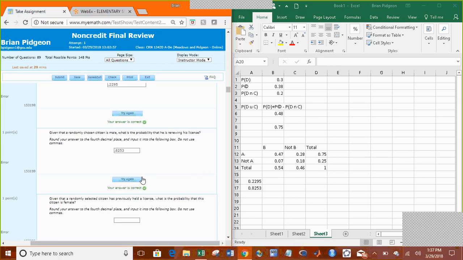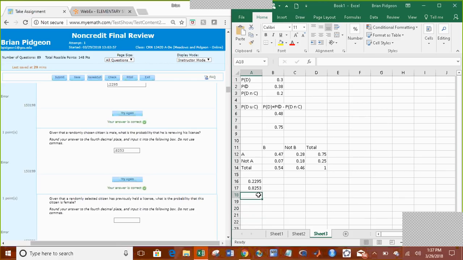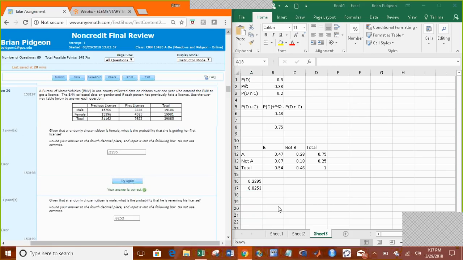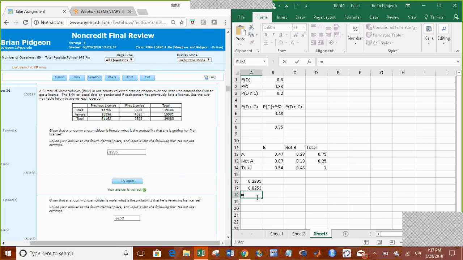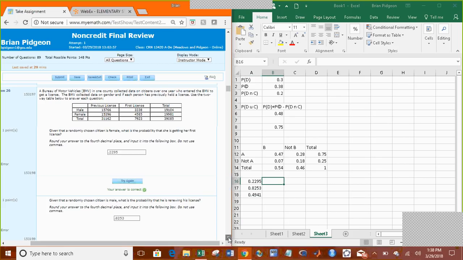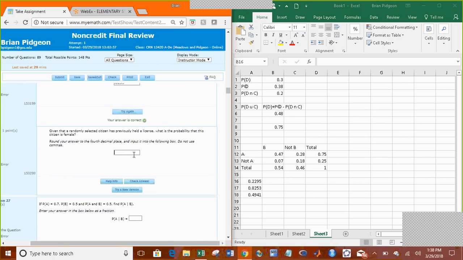Alright, so given that a randomly selected citizen had previously held a license, what is the probability that they're female? Given that they previously held a license means we're looking at that first column. How many of them are female? Well, of that first column, the female is 15,396 out of the 31,162. And if you want Excel to round it for you, there we go, 0.4941.